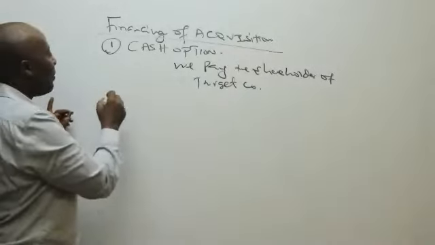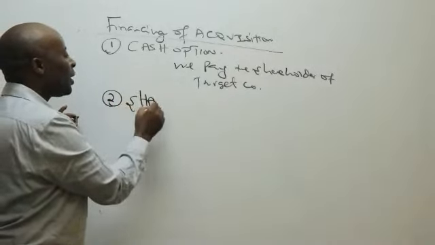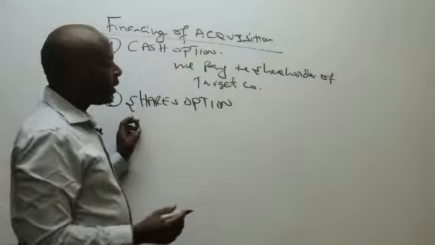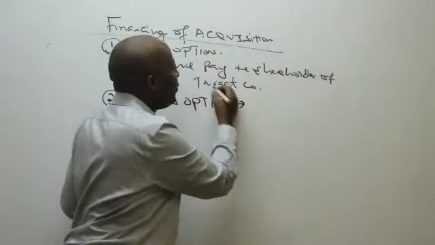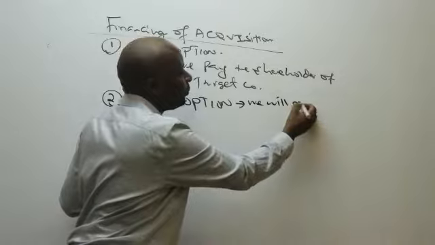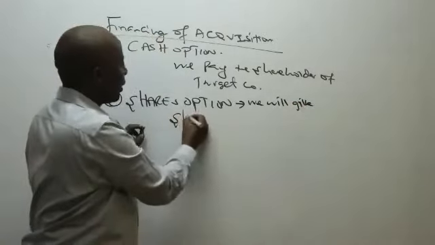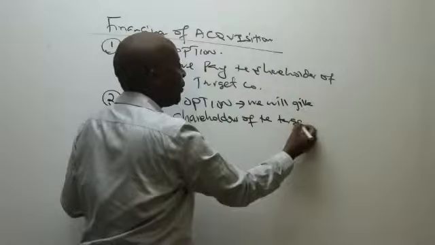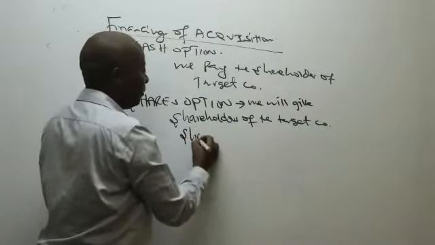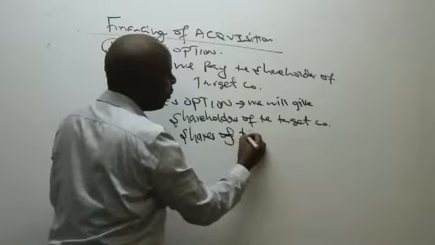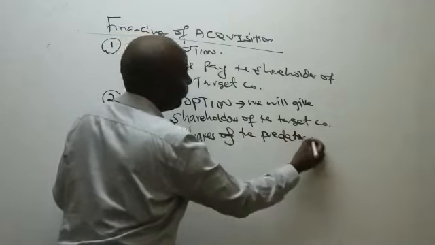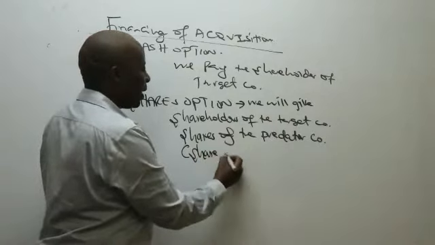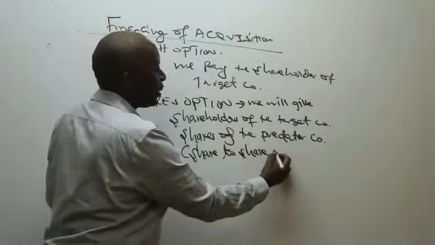That's number one. Number two, we could also use what we call a shares option. So basically, ladies and gentlemen, under the shares option, we will give shareholders of the target company shares of the predator company. So then this will become a share to share exchange.